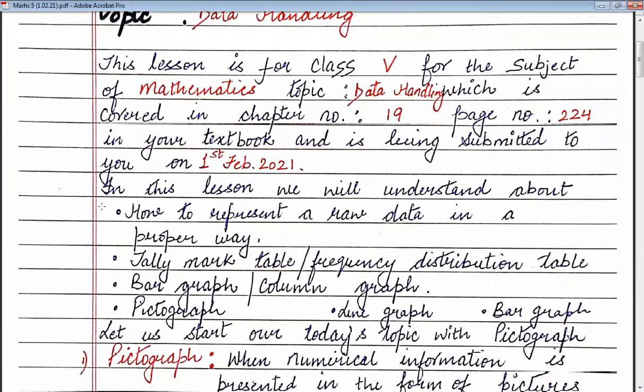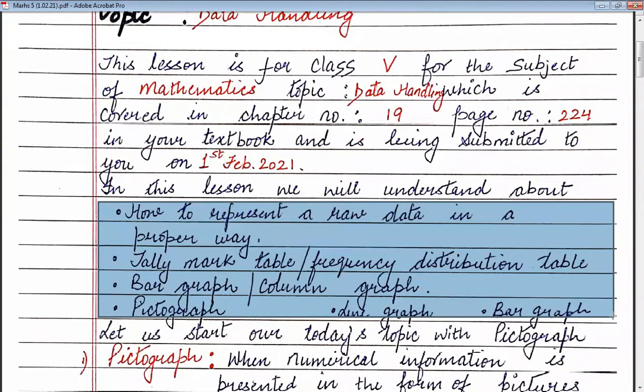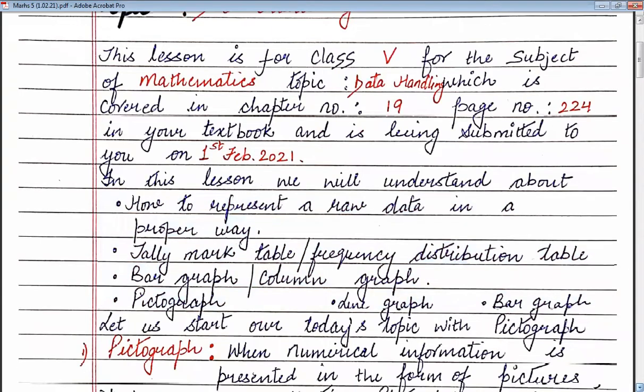First, we will learn how to represent our raw data in a proper way. Then we will do tally marks or frequency distribution table, then bar graph, column graph, pictograph, line graph, and a double bar graph. Okay, so now children, let us start today's lesson with the pictograph.